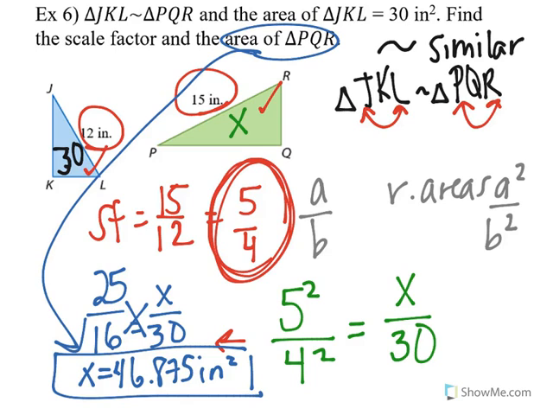Like I said, the biggest thing here is just watch your order. If I would have gone from JKL to PQR, I would have then gone 4 squared to 5 squared equals 30 over X. You'll still get the same answer, just be careful.